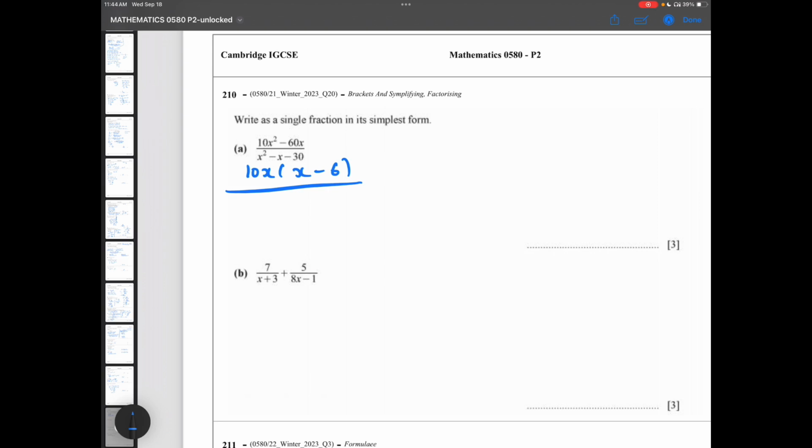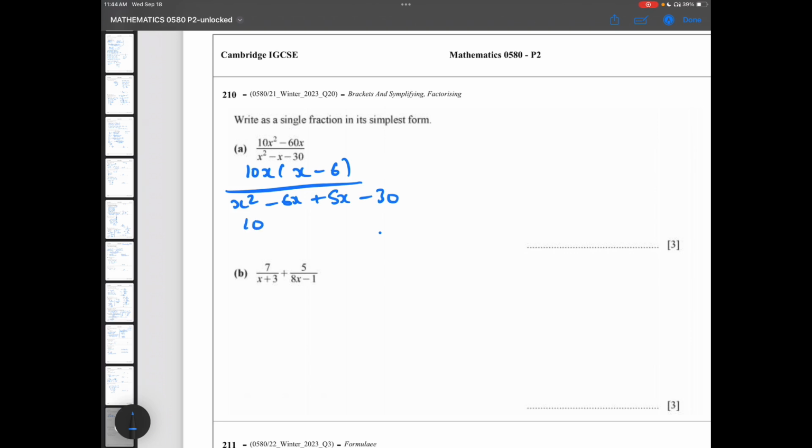I will factorize it using middle term breaking. I will need factors of 30, as the coefficient of x² is 1 and the constant term is 30. The factor pair of 30 I will choose is −6x and +5x, so I can get −x, then −30. We have broken the middle term −x into −6x plus 5x.